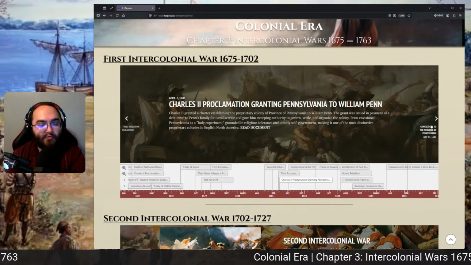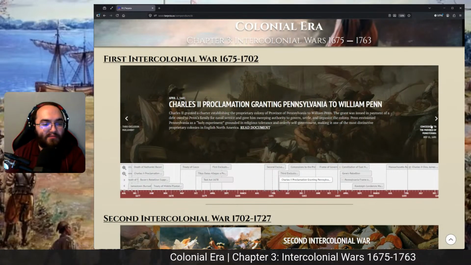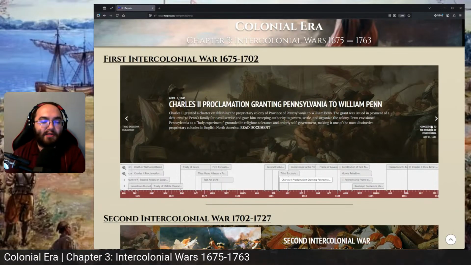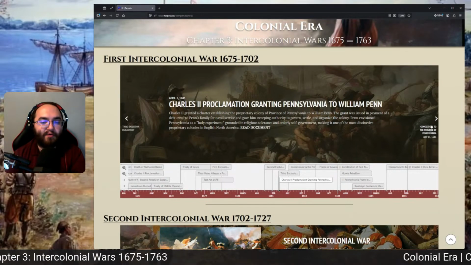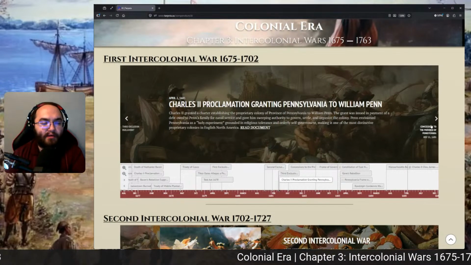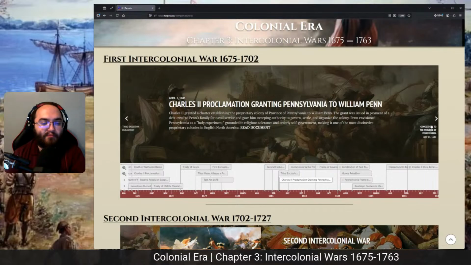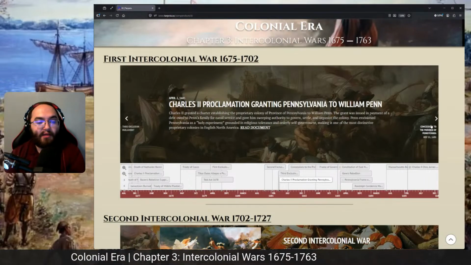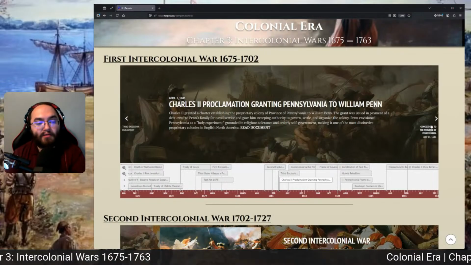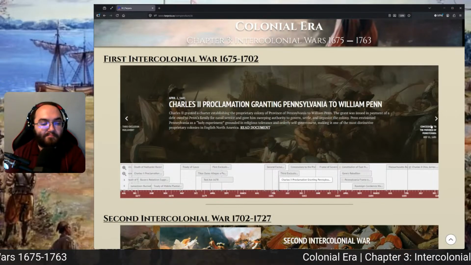Then you have the creation of Pennsylvania, starting in 1681. Charles II gives a grant to Pennsylvania to William Penn, and this is to pay a debt owed to the Penn family for naval service during the English Civil War and then the interregnum as well.